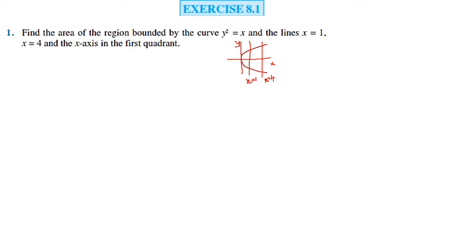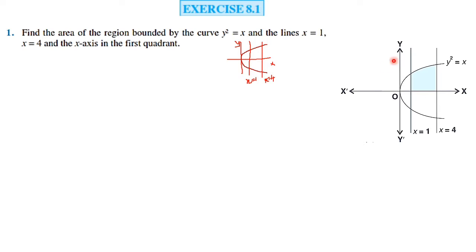Then which portion area we need to calculate. Clearly in the question it is mentioned region bounded by the curve y square equal to x, means below this parabola, between the lines x is equal to 1 and x is equal to 4. That means between these two lines and the x-axis, region bounded by the x-axis in the first quadrant, means above x-axis. So this is the area we need to calculate. So roughly we have drawn the diagram.